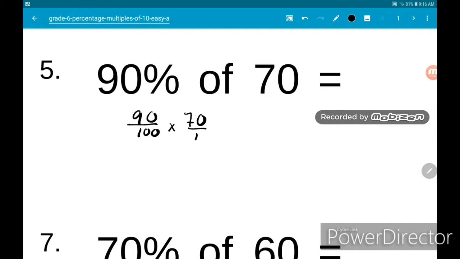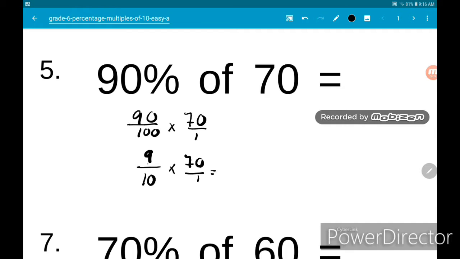The reason we try to make it small, it makes multiplication smaller. What number goes into 90 and 100? 10. So how many times does 10 go in the 90? 9. How many times does 10 go in 100? 10. That's easier to multiply. So we try to reduce the fraction so we can multiply. It's still the same. If you multiply 90 times 70 divided by 100, you'll get the answer. But this is a little easier.